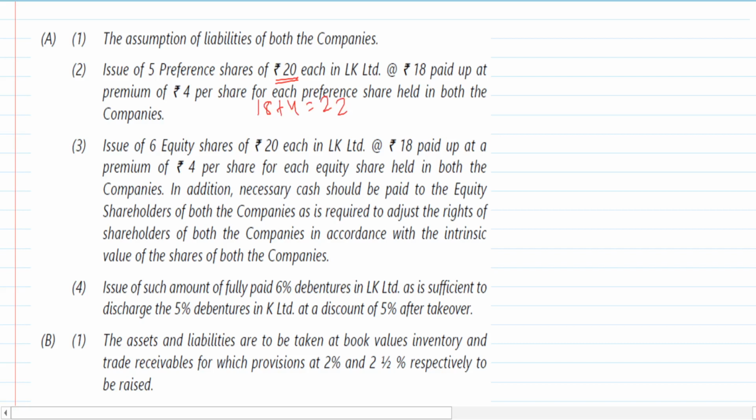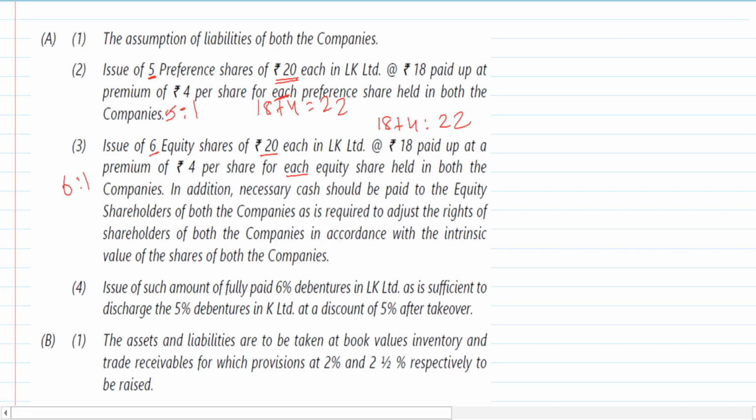And they are saying issue of 5, and then they use the word each. So 5:1 is the exchange ratio for preference shares. The third information, issue of 6 equity shares of rupees 20 each, 18 paid up at a premium of rupees 4. So again, it is 18 plus 4. So the issue price is considered to be 22. And they are saying 6 equity shares for each equity share. So 6:1 is the share exchange ratio for equity shares.